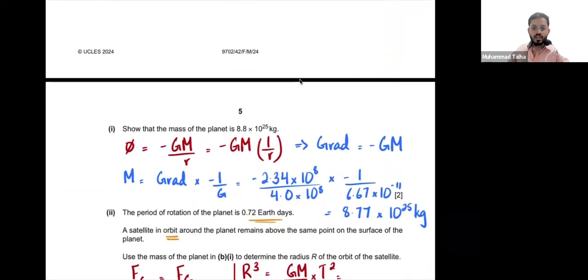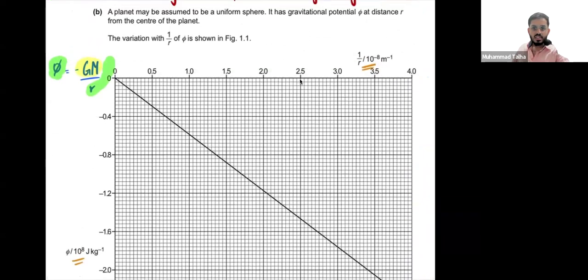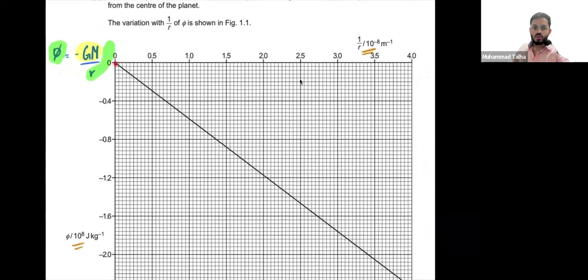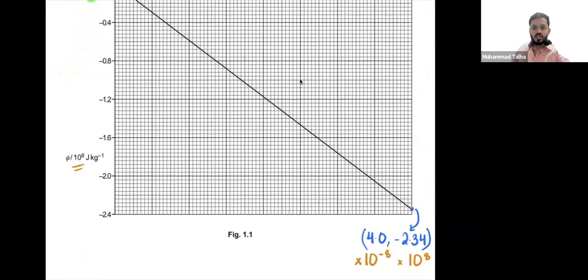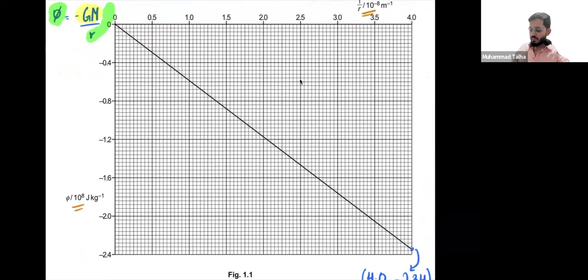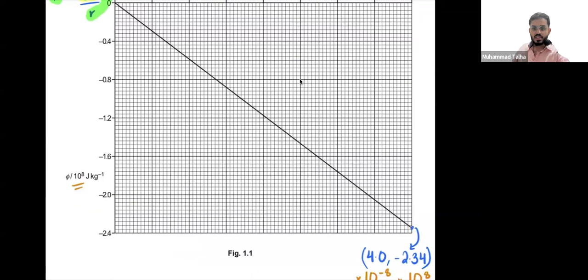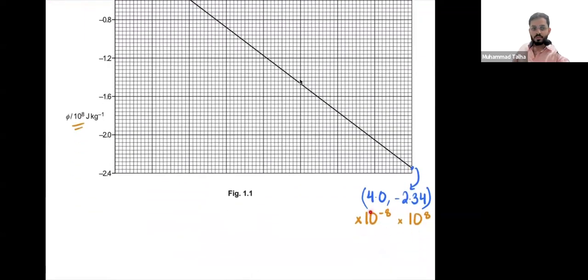So show that the mass of this planet is 8.8 into 10 to the 25 kgs. So again, phi is minus GM over r, so the gradient is just negative GM. So you can find out the gradient. One nice thing about this graph is that it passes through the origin, so you just need one other point. I've taken this one, which is 4 on the x-axis and minus 2.34 on the y-axis, and I've also written the prefixes with them. 4 is 10 to the negative 8, y is into 10 to the 8.